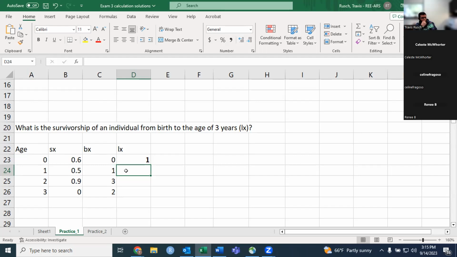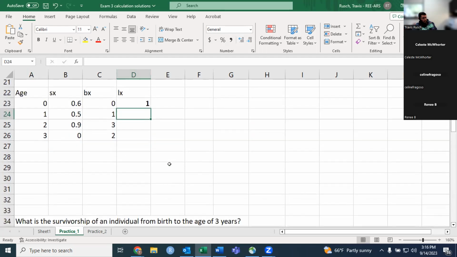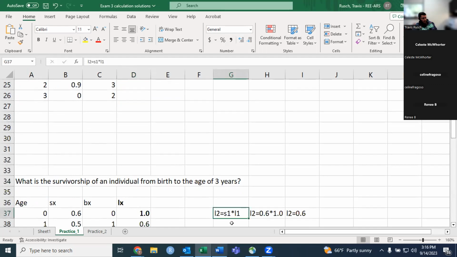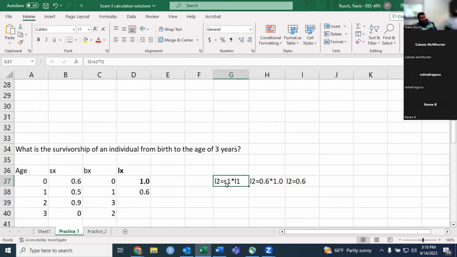Multiply L of 1. Oh, wait, sorry. Multiply L of 0 times S of 0. Yes. So this equation right here, right? And the thing I do want to make a note about too is the way Cogbooks writes it, it's a little confusing. S sub 1 and L sub 1 is associated with age 0, I think, right? So it's just knowing which ones are associated with each other is important. But you're exactly right. This is the equation that we would use here.